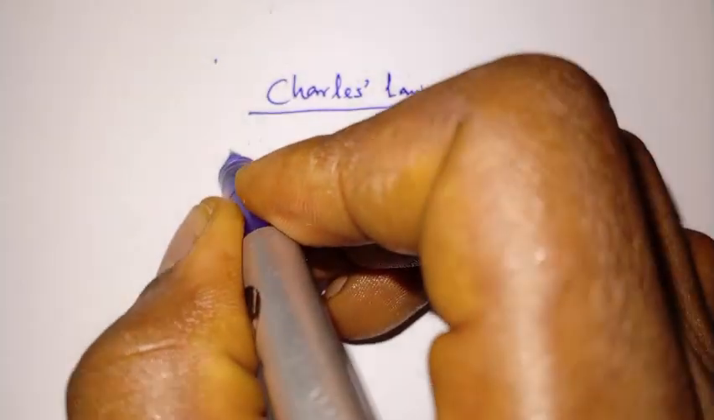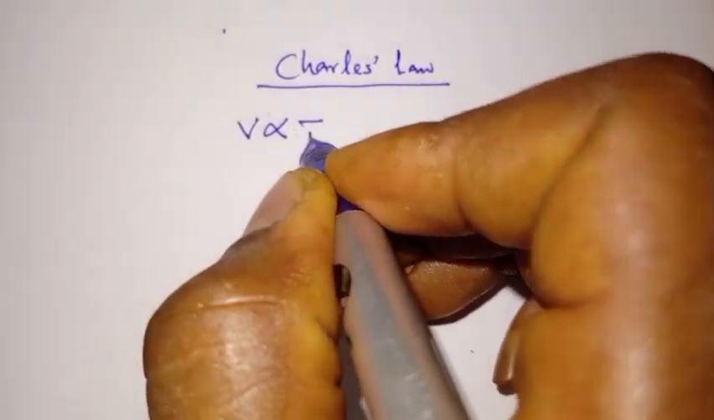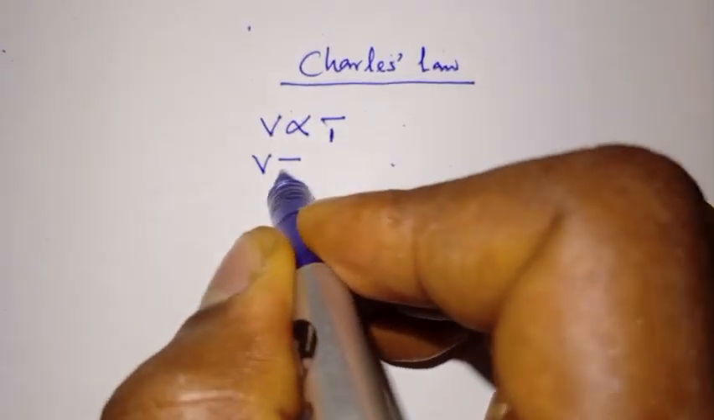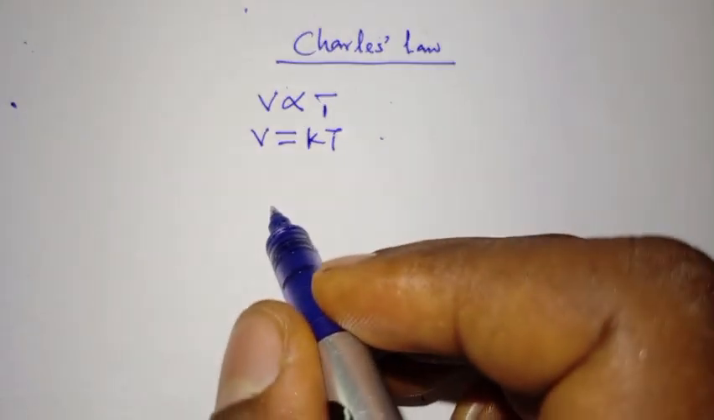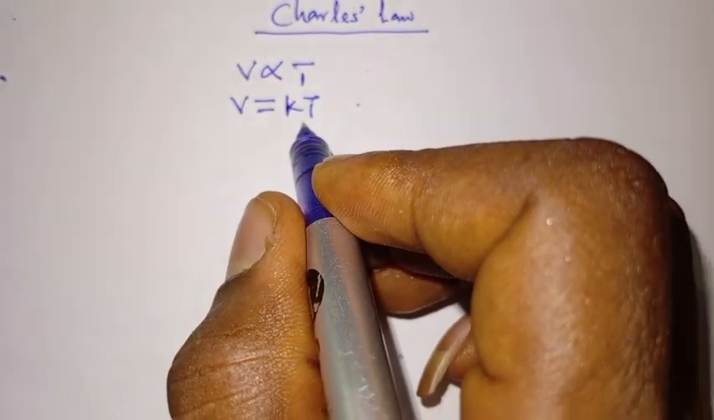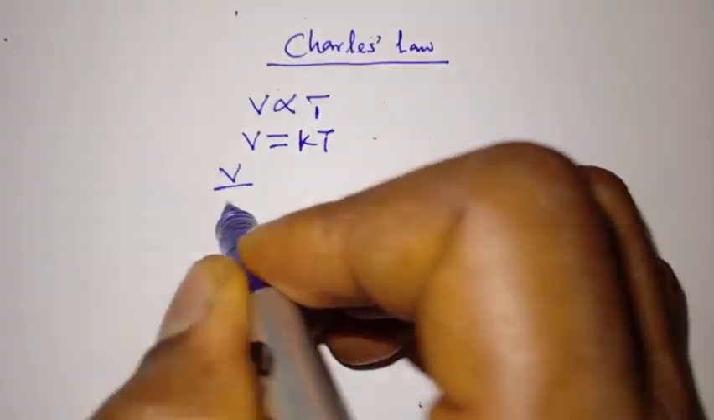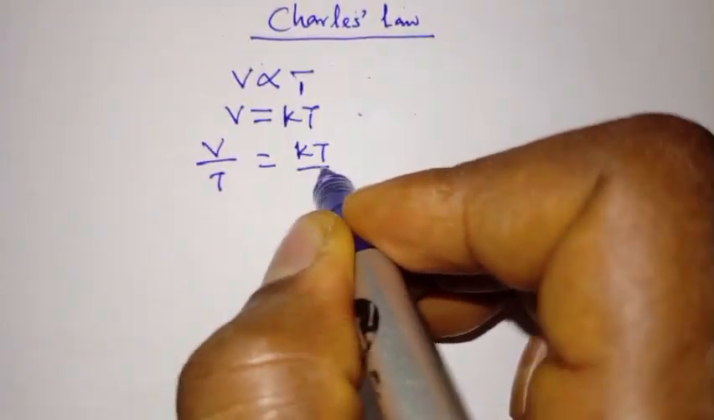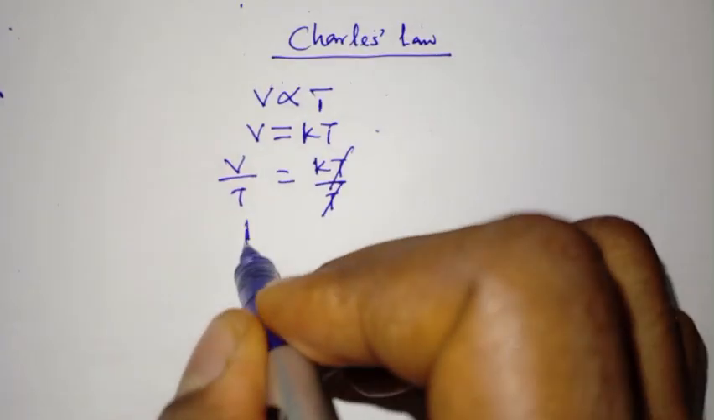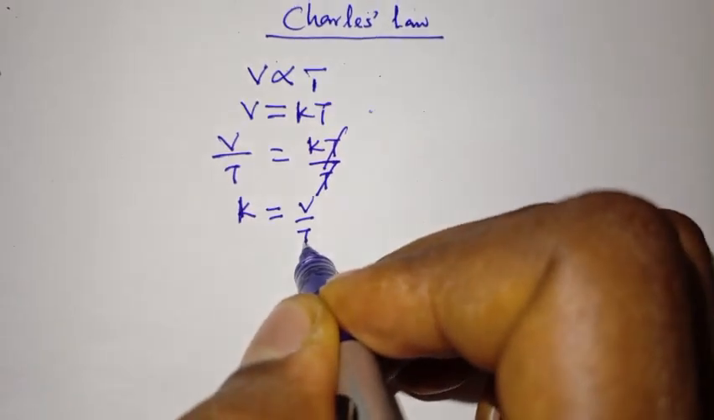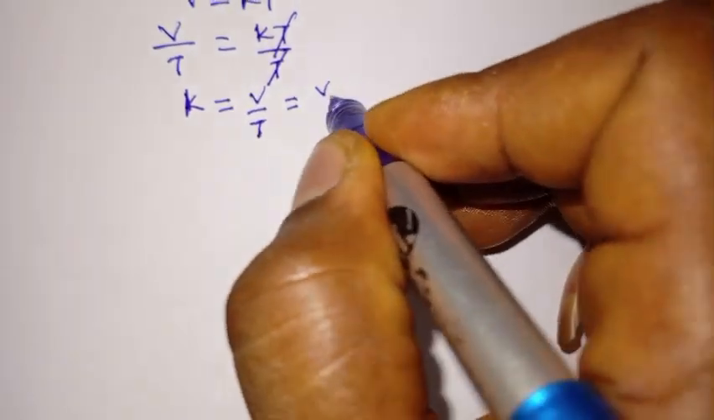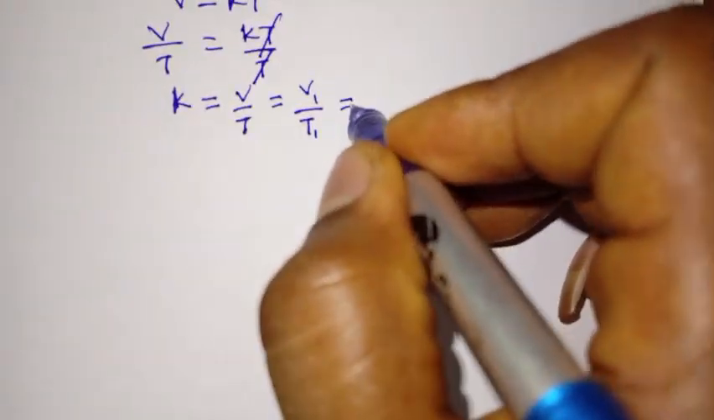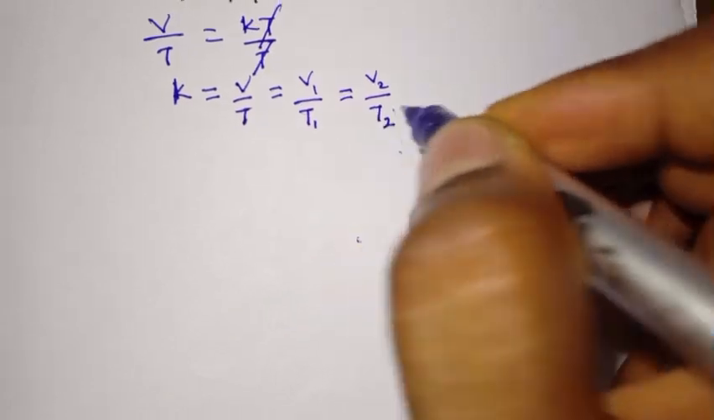So mathematically, we can say V varies as T. Now, transforming this relationship into a mathematical equation, we are going to have V equals KT. Our goal here is to make K the subject of the formula. Doing so will make us divide both sides by the coefficient of K, which is T. So that gives us V over T equals KT over T, where T cancels T. Then K will be equal to V over T. Now, due to the changes in volume and temperature, our K can also be equal to V1 over T1. It can also be equal to V2 over T2 and so on.